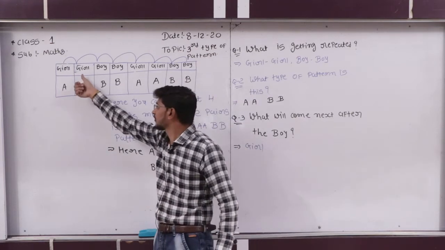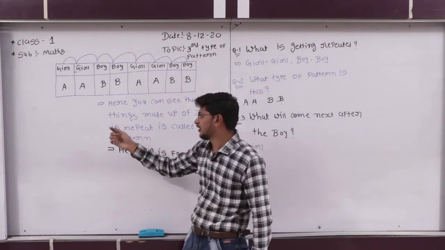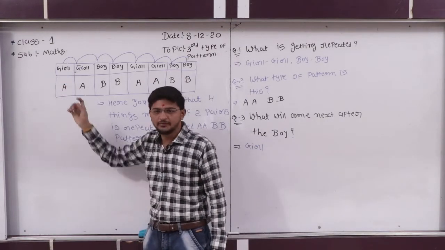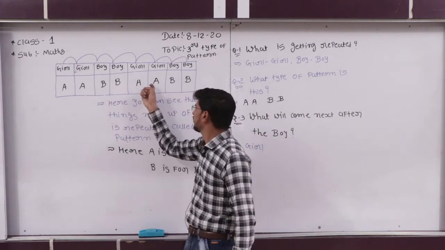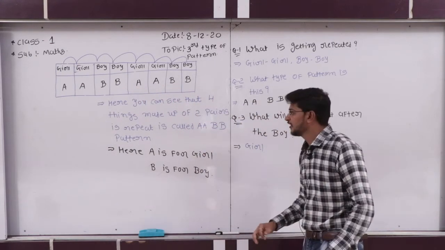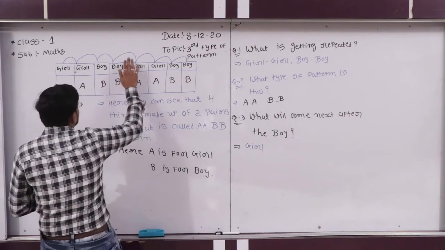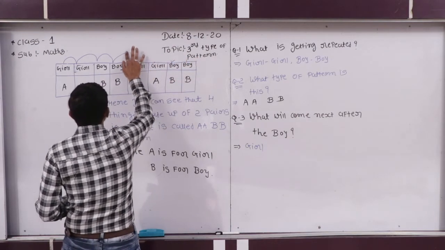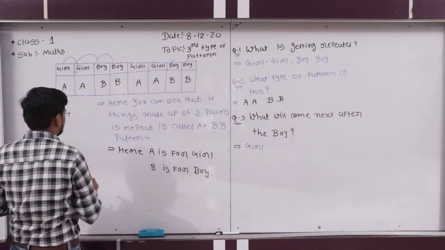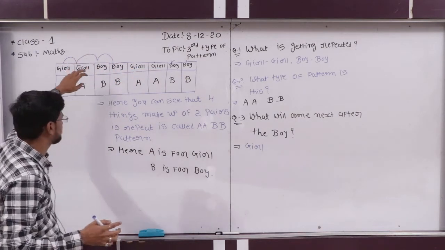So we take here girl girl, boy boy, girl girl, boy boy, and we take A for every girl and B for every boy. So AABB, AABB, you can see here. Here you can see that 4 things. Which are the 4 things? Girl girl, boy boy. These are the 4 things, right?